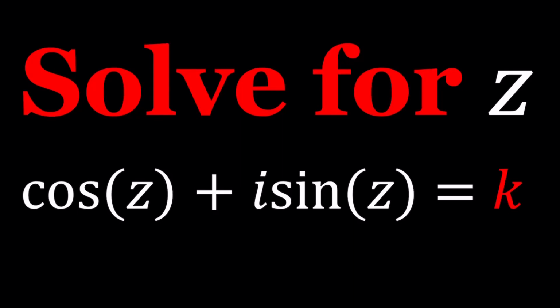This channel is all about complex numbers, and in this video we're going to be solving an interesting equation for z. So z is a complex number, cosine z plus i sine z equals k, and k is a real number. Now, where does this problem come from?